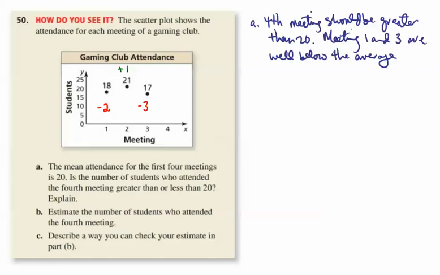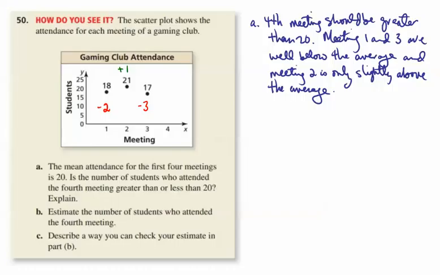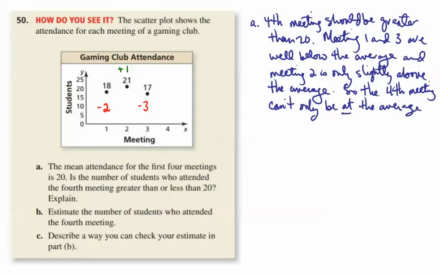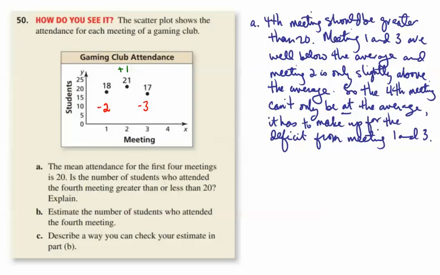because meetings 1 and 3 are well below the average, and meeting 2 is only slightly above the average. So the 4th meeting can only be at the average. It has to make up for the deficit, the amount below, from meetings 1 and 3. So can we estimate the number of students who will attend the 4th meeting?